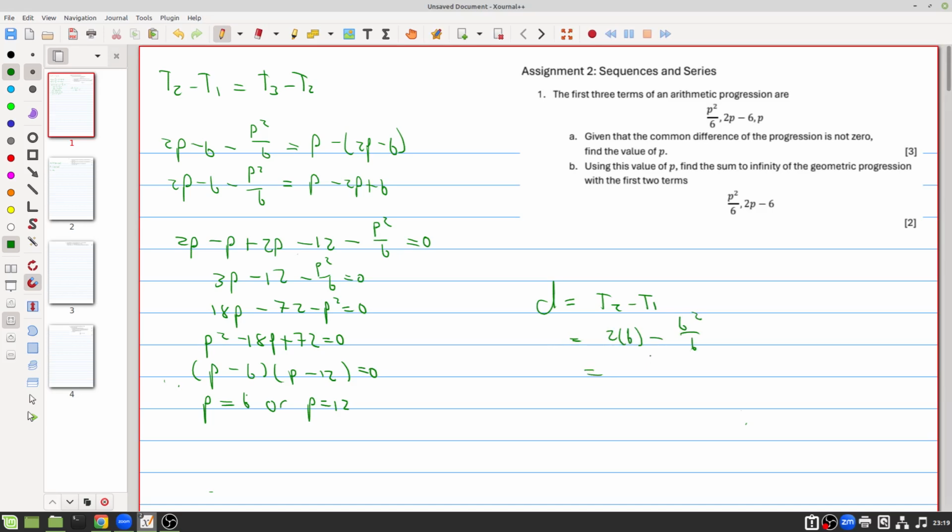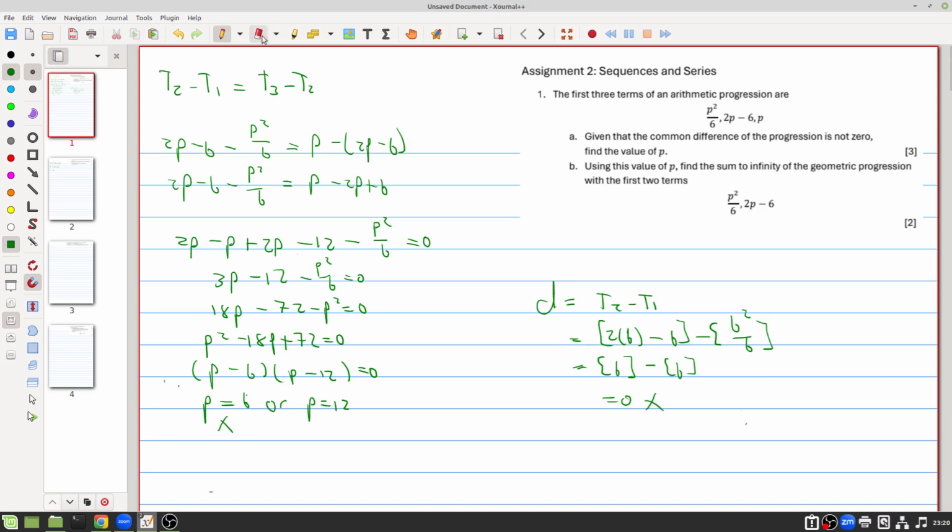Wait, I'm lying to you. Term 2 is 2p minus 6. And then term 1 is p squared over 6, so 6 squared over 6. Over here we got 2 times 6 is 12, minus 6 is 6. And then 6 squared is 36, divided by 6 is 6. So we get 0. So that's not going to work. So this one does not work.